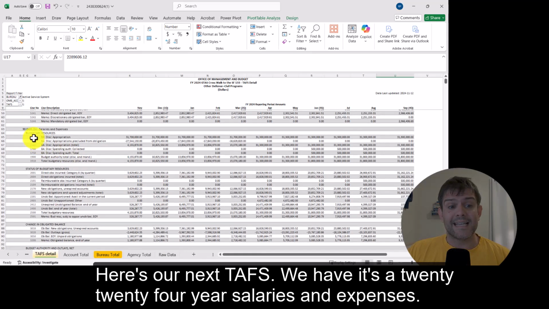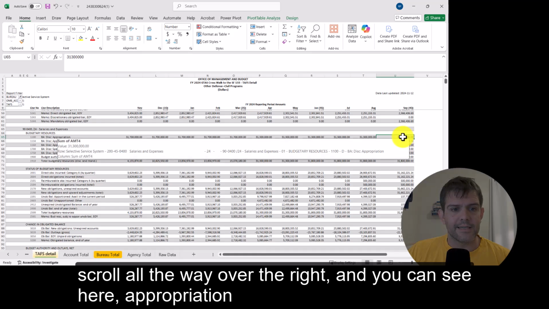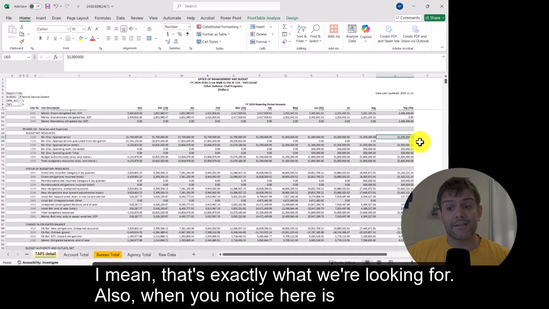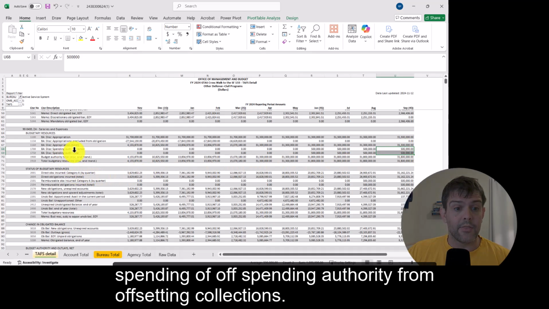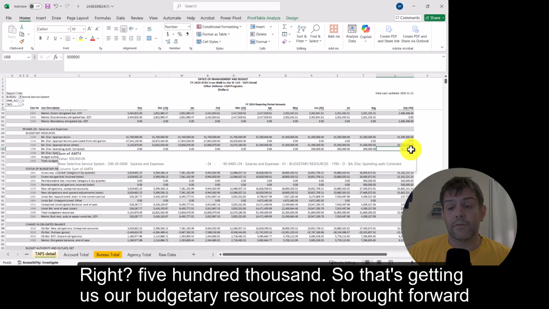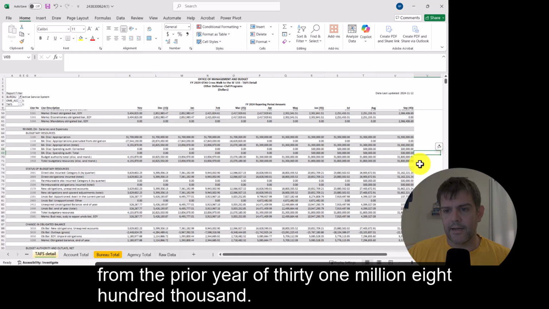Okay, here's our next TAFs. It's a 2024 year, salaries and expenses. Scroll all the way over to the right, and you can see here, appropriation, line 1100, $31,300,000. I mean, that's exactly what we're looking for. Also, you'll notice here is spending authority from offsetting collections, right? $500,000.